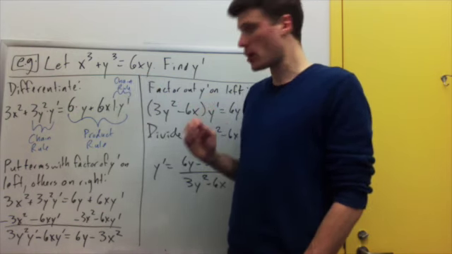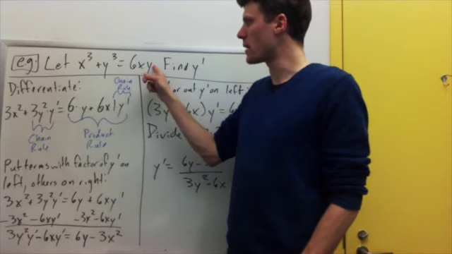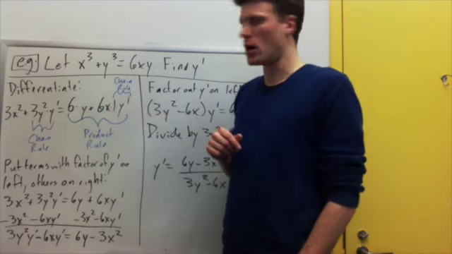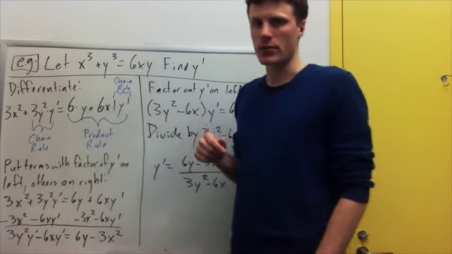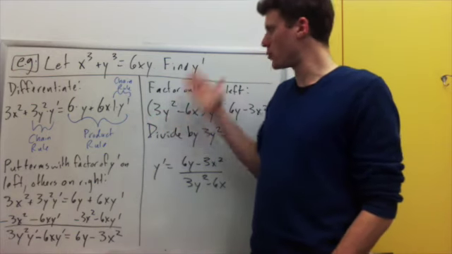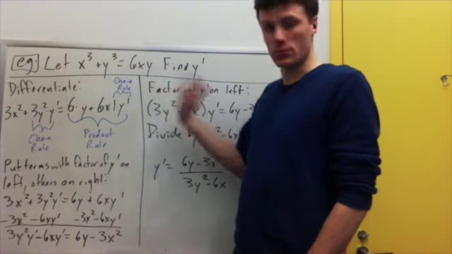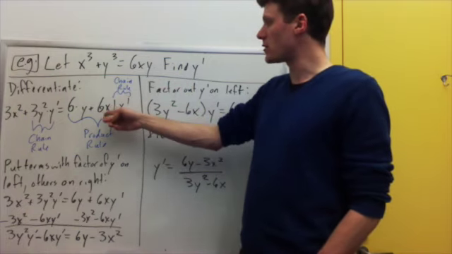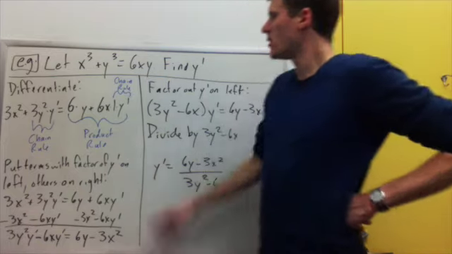I have to use the product rule. So I take the derivative of 6x, which is 6, and I leave y alone, so I get 6y. Then I add, leaving 6x alone, and I take the derivative of y. Well, the derivative of y is 1, but the chain rule says I have to multiply by the derivative of y, or multiply by y prime. So I get 6x times 1 times y prime, that's just 6xy prime.